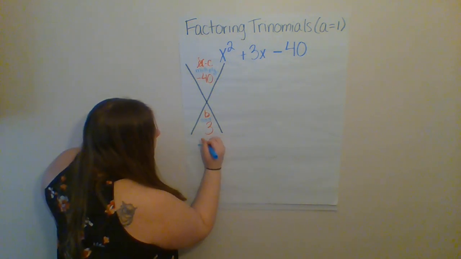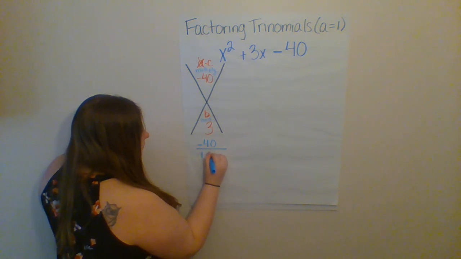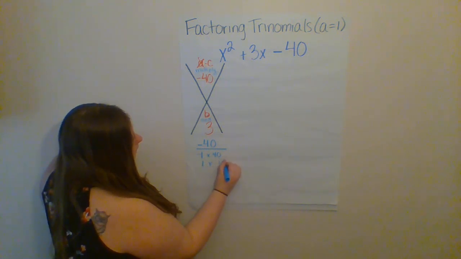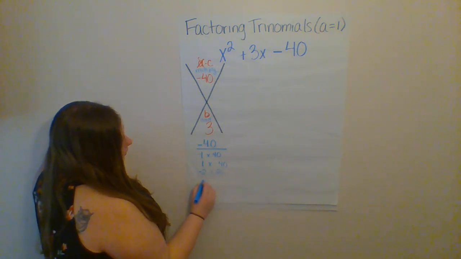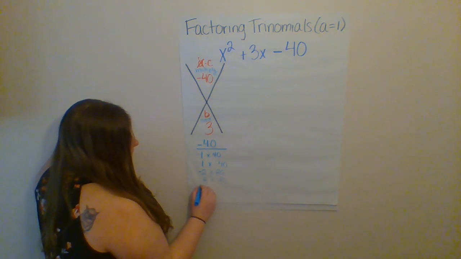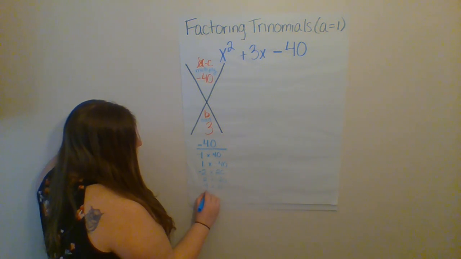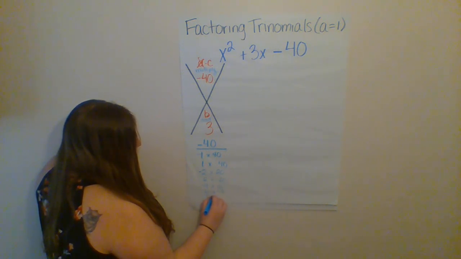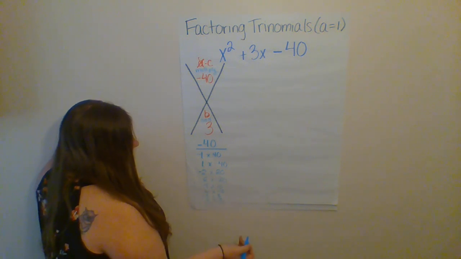So let's look at our multiples of negative 40. We have negative 1 and positive 40. We have positive 1 and negative 40. We have negative 2, positive 20. We have positive 2, negative 20. We have negative 4 and 10. We have positive 4 and negative 10. We have negative 5 and 8. We have positive 5 and negative 8.